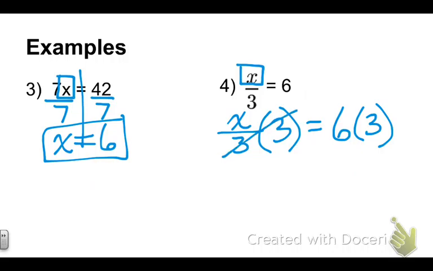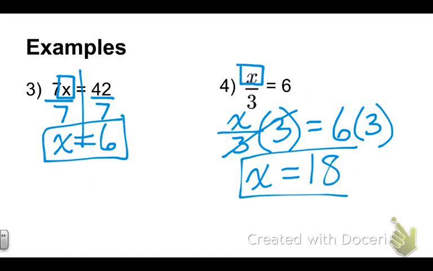3 divided by 3 is going to give you x, 1x, and 6 times 3 is 18. If you go back and check, plug in 18 for x. 18 divided by 3 is 6, so it works.